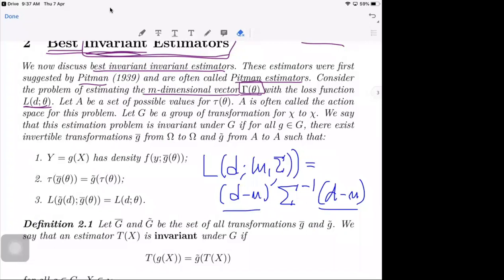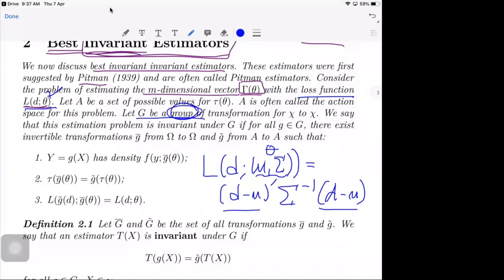So invariance will be associated with a given loss function. Okay? It is associated with a given loss function. So in general, this is our theta here, mu and sigma, just in general. Okay? So let A be a set of possible values for tau of theta. A is often called the action space for this problem. And let G be a group of transformations, okay?